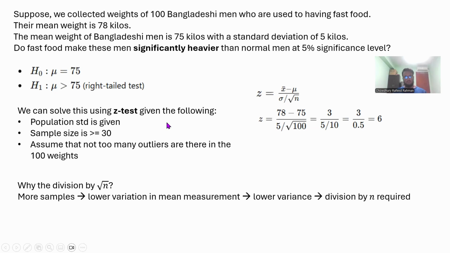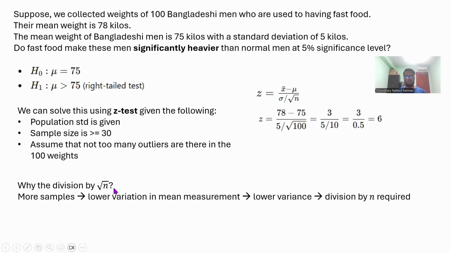I mean, this is obvious because if we sample 5 men from fast food eating men, then there would be a lot more variation in this mean weight compared to if we have 100 men, right? That is why it is a lower variation thing. So if you have lower variation in mean measurement, there has to be lower variance, obviously. And for lower variance, you would divide by n, right?